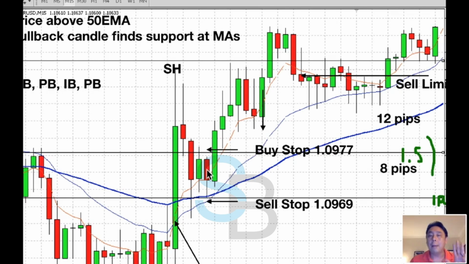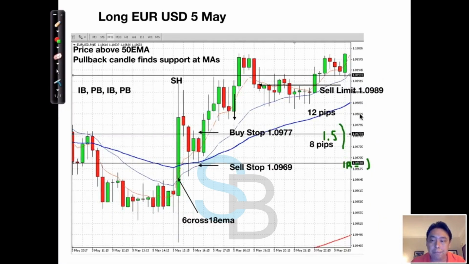That's still okay. Remember, maximum of 3 pullbacks, and as long as it doesn't pull back below the 50 moving average, we're good. As long as the 6 EMA remains above the 18 EMA, we're good, right? So our buy order is there at 0977. We place our stop loss just below the low of that last pullback candle, which is 0969. Is it at least 8 pips? Well, it's exactly 8 pips, right? Lo and behold.